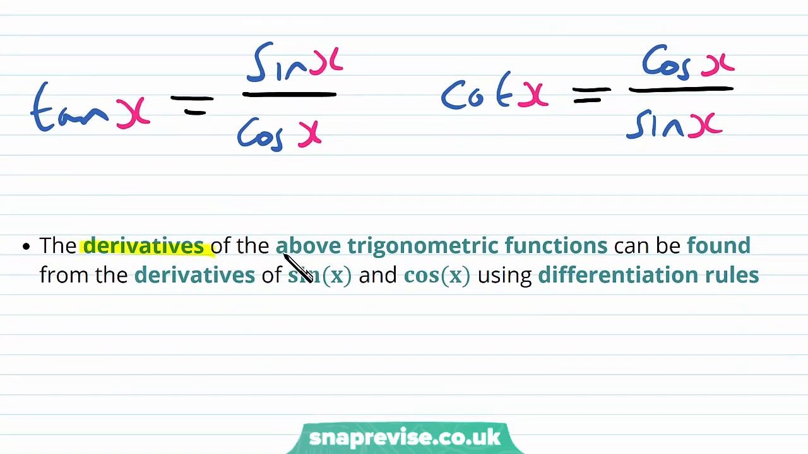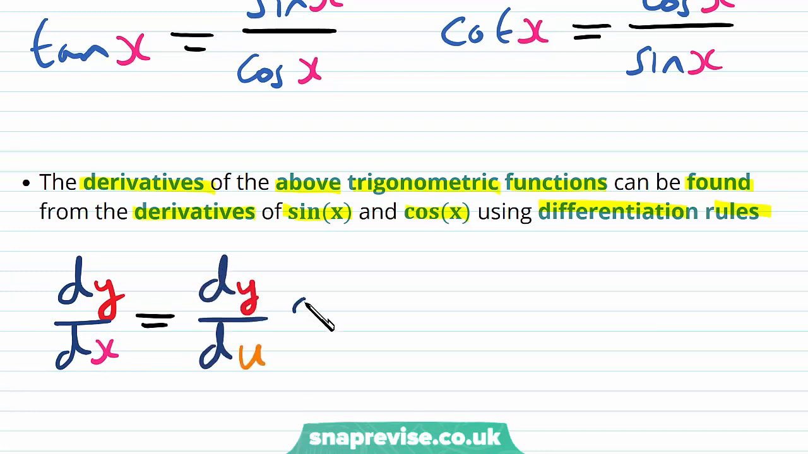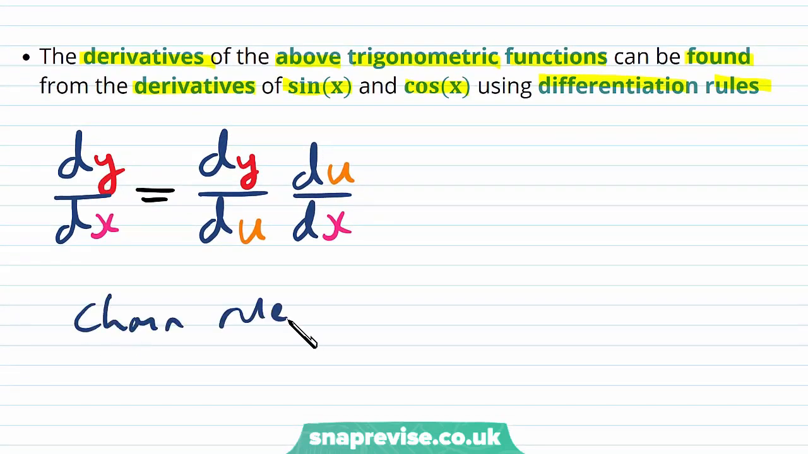The derivatives of the above trigonometric functions can be found from the derivatives of sine of x and cos of x using differentiation rules. In particular, the rule that dy by dx can be found by making y into a function of u, where u is a function of x, and then we have dy by du multiplied by du by dx. This is the chain rule.